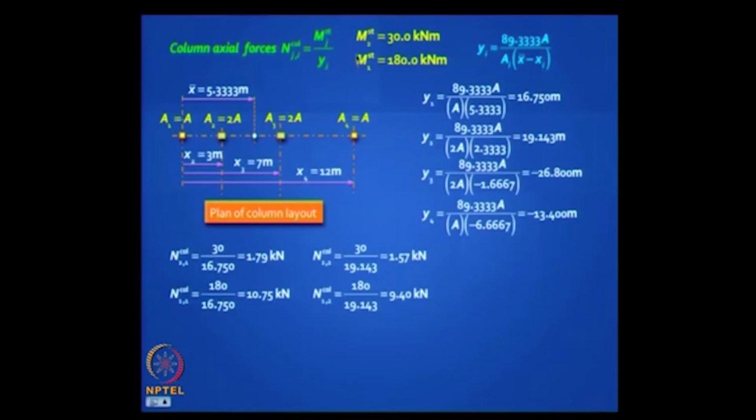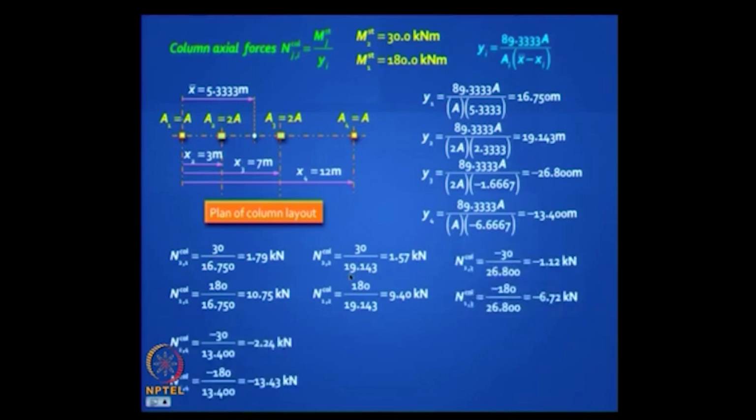The moment per story is known, so you divide it by the appropriate value of y, and you get the force in the top column and the bottom column for the extreme windward column, for the next column, and the next column. These are simple calculations too, but they take a little time. So you have got the column axial forces.